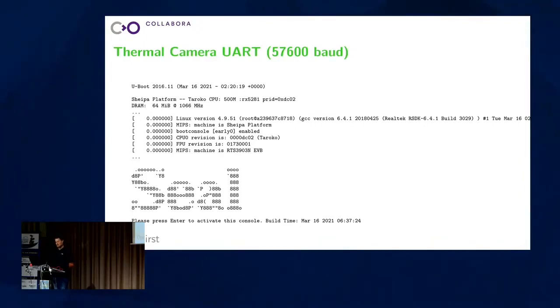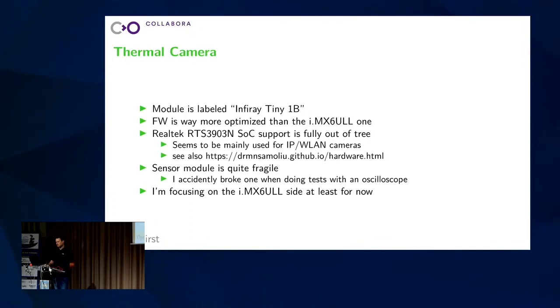And that one is a lot more optimized. If you've seen the board, it's also a lot smaller. And so I had a look at the board itself. It's labeled InfiniRay, which apparently produces thermal imager sensors similar to FLIR, but based in China. And unfortunately, that system on a chip is completely unsupported. There's absolutely no hint in the mainline tree about this system on a chip at all. And when I was doing some probing with the oscilloscope on the module, I accidentally broke one, which means I had to get another of those cameras for the talk.